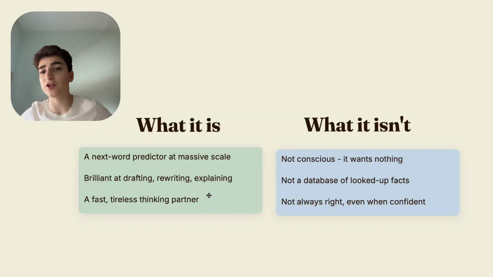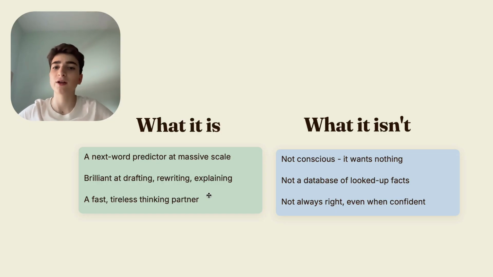First, let's differentiate what a large language model is and what it isn't. It is a next-word predictor at a massive scale, because every word it says, it gives you the response, it predicts the next word. So it basically predicts what is the most likely word that's going to come next. And because it has been trained on this massive scale of data, it's able to do this.